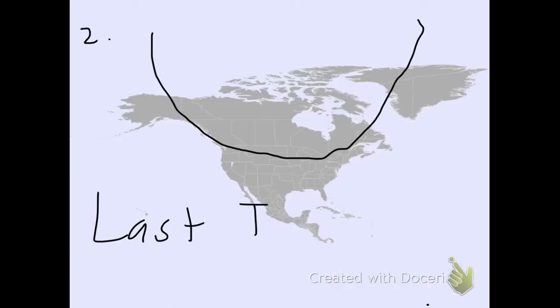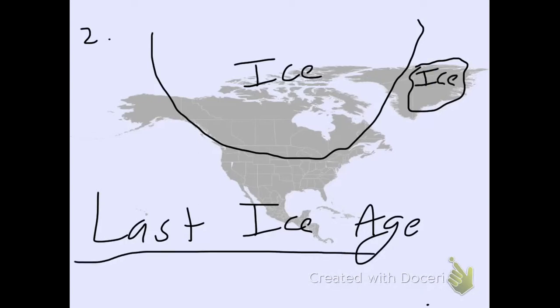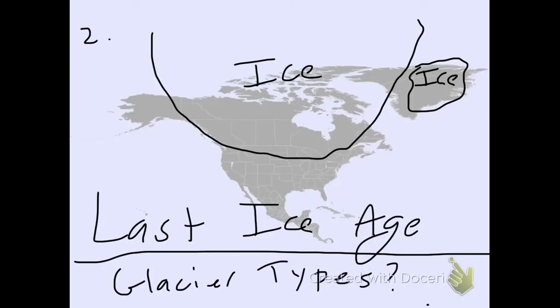So question number 2, this is the extent of the last ice age, or the last ice that ever covered North America. And there was also a big chunk of it over here in Greenland. That is ice. So your job is to answer this question. What type of glacier is that? And there were 2. Okay, this is a continental glacier, also called an ice sheet.